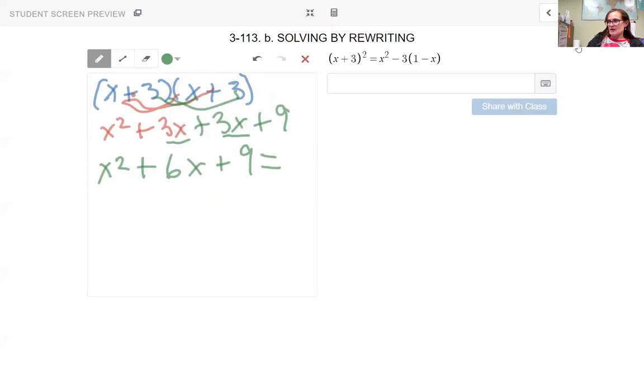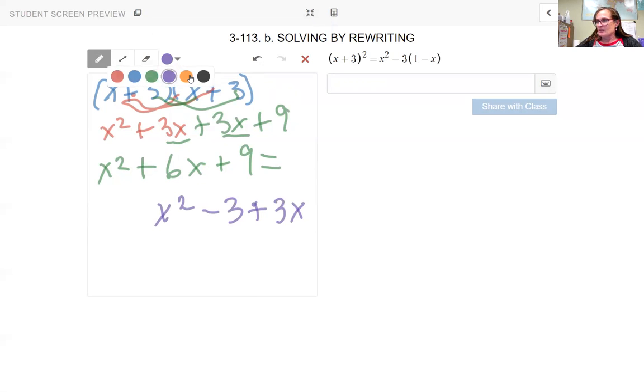Okay, let's write that part down. That equals x squared minus 3 times 1 is 3, and then negative 3 times negative x is a positive 3x. All right. Okay, so now we're ready to solve for x.